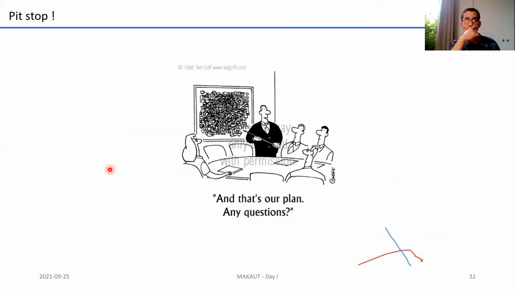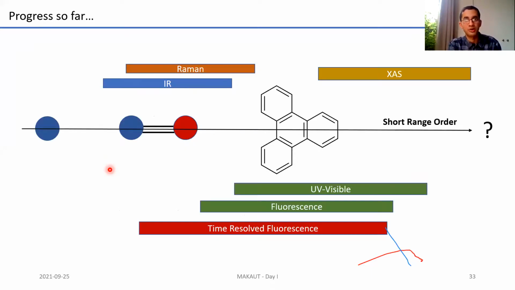So this brings me to the next and the final pit stop. Before that, I'd just like to mark where we stand here. So we have studied bonds and we've identified techniques which can be used to study bonds. We studied molecules and we've tried to identify techniques which can be used to study molecules, and the overlapping area between bonds and molecules, because as you obviously know, bonds make up molecules, right? Then we've started looking at short range order in these systems.